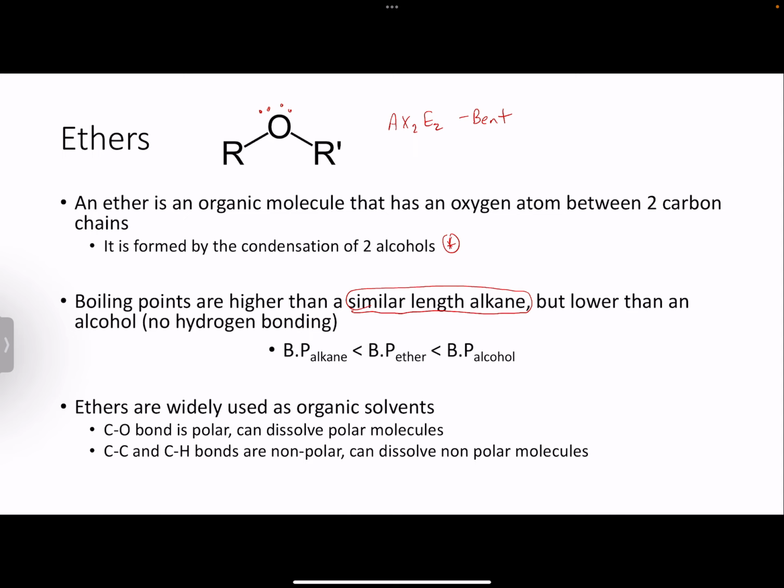The uses of ethers, because they are polar and nonpolar, they have the dipole here. We did the electronegativity difference for carbon and oxygen, right? It will have a dipole. But they can also dissolve nonpolar solvents because you've got these carbon chains sitting off to the side. So very, very useful in a lot of different settings, mainly industry.